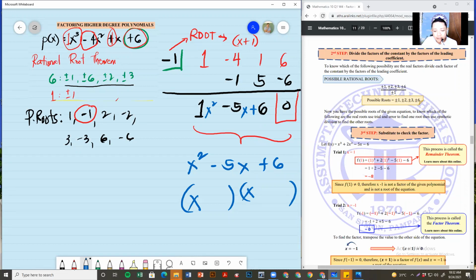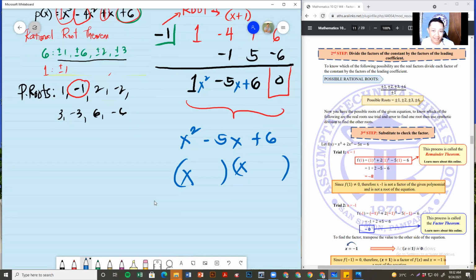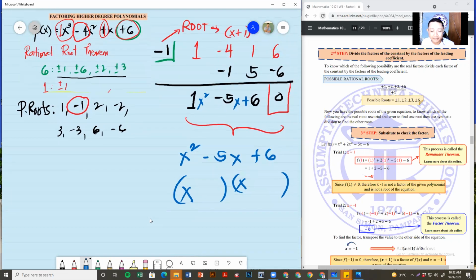Factors of 6. Take note that it should be a negative 5. So let's try. Of course, it's trial and error. But of course, 5 and 6 and 1 can be used. However, will we end up with this? Let's try them all. We don't know yet that negative 3 and negative 2 will come out here, that 2 and 3 will come out.